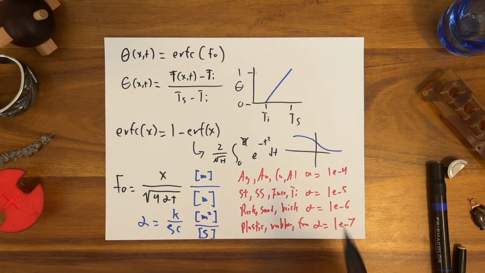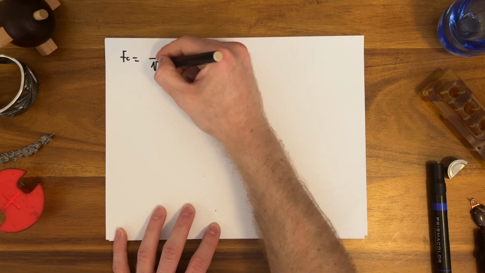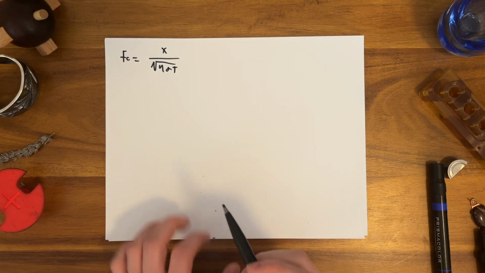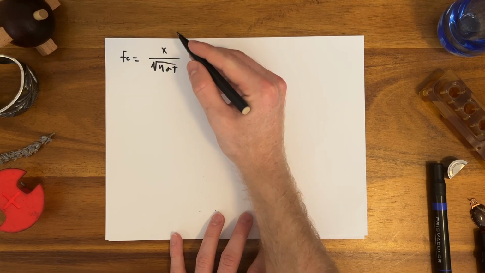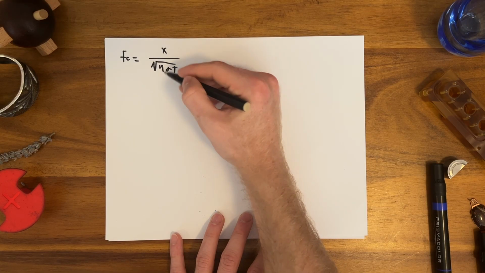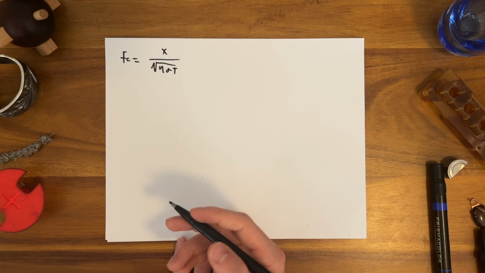So if you know your material, you know your diffusivity, what does the Fourier number really mean? Well, x over square root 4 alpha t. If the Fourier number is large, it means that the spatial distance is longer than the distance that the diffusion wave has traveled. It means you're outside the wave. It means you don't even know that things have started heating up yet.